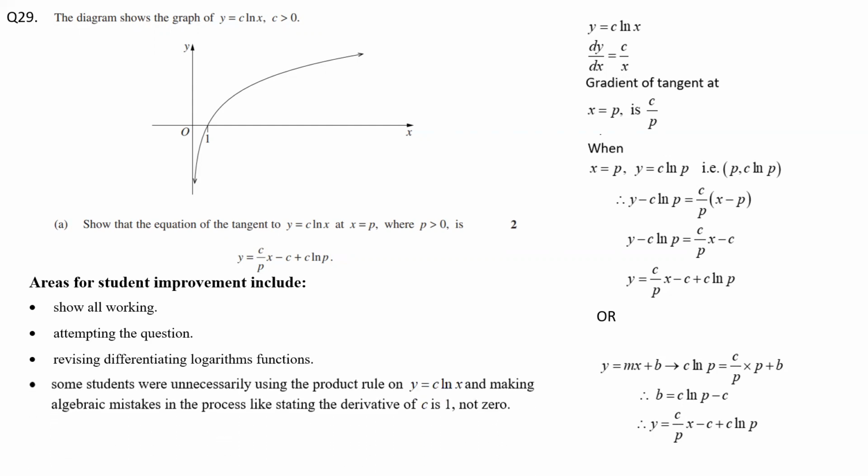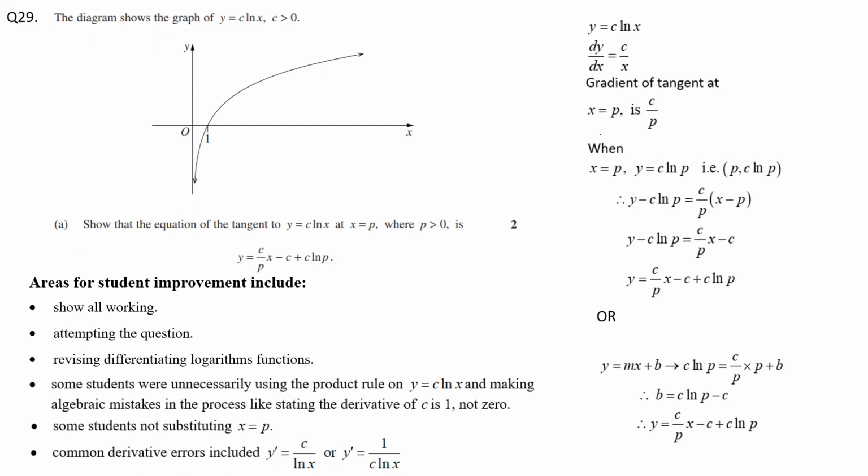and by that I mean this is what the students were doing. The poorer candidates, I guess, were trying to do a product rule on this, which is fine, but they were making algebraic mistakes with this. So when they were finding the derivative of c, they were turning it into 1 instead of 0 as a constant. Some students were not substituting the x is equal to p in, and this was an error that students were making when they were trying to differentiate the c ln x. They obviously understood that needed to be a fraction involved there somewhere, but they were including the ln x in that fraction instead of just the x part to it.